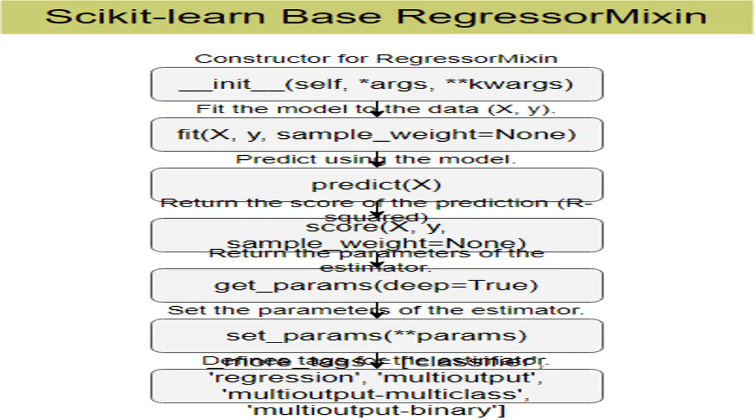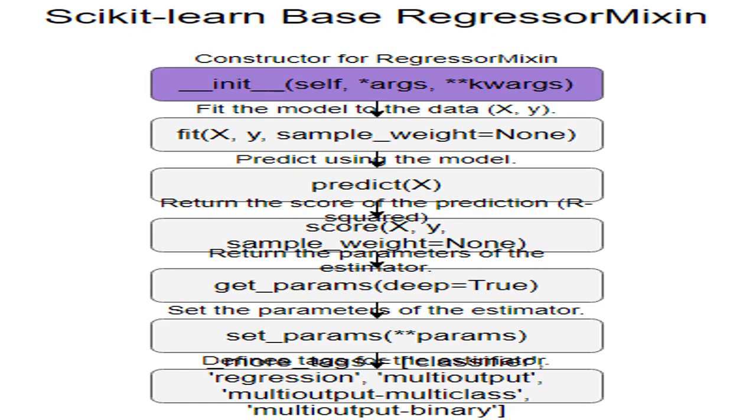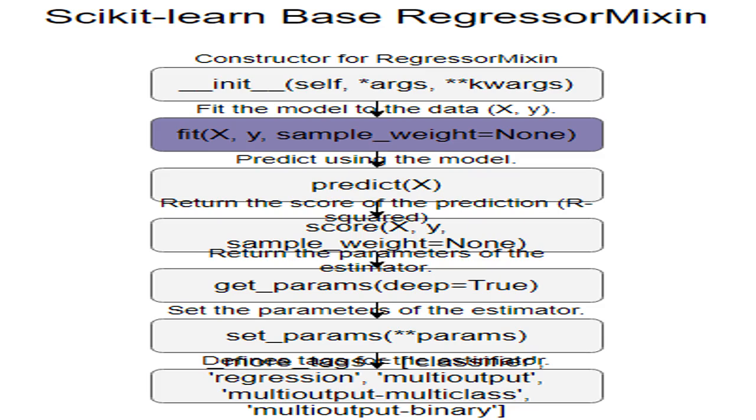sklearn.base.RegressorMixin. The core of the system is the sklearn base RegressorMixin, which represents a fundamental foundation for regression models in machine learning. __init__(*args, **kwargs): the constructor initializes the regressor mixin object, setting up the initial state and configuring its parameters. Initialization. fit(X, y, sample_weight=None).